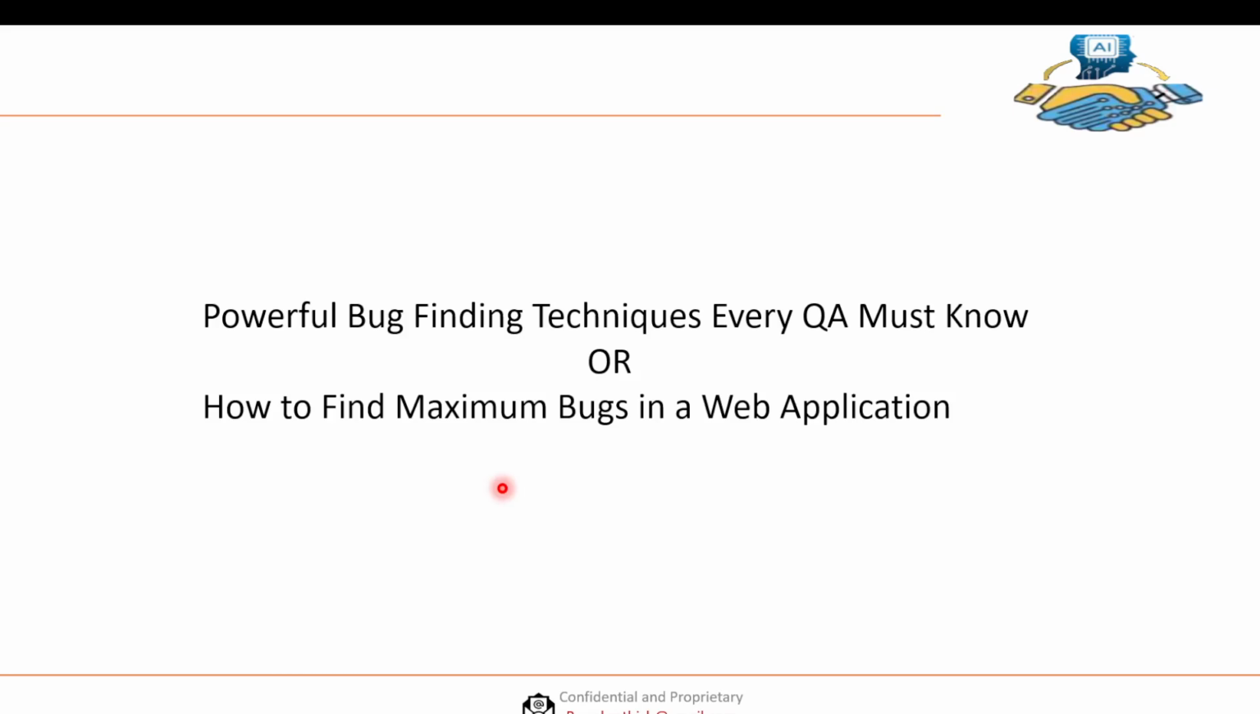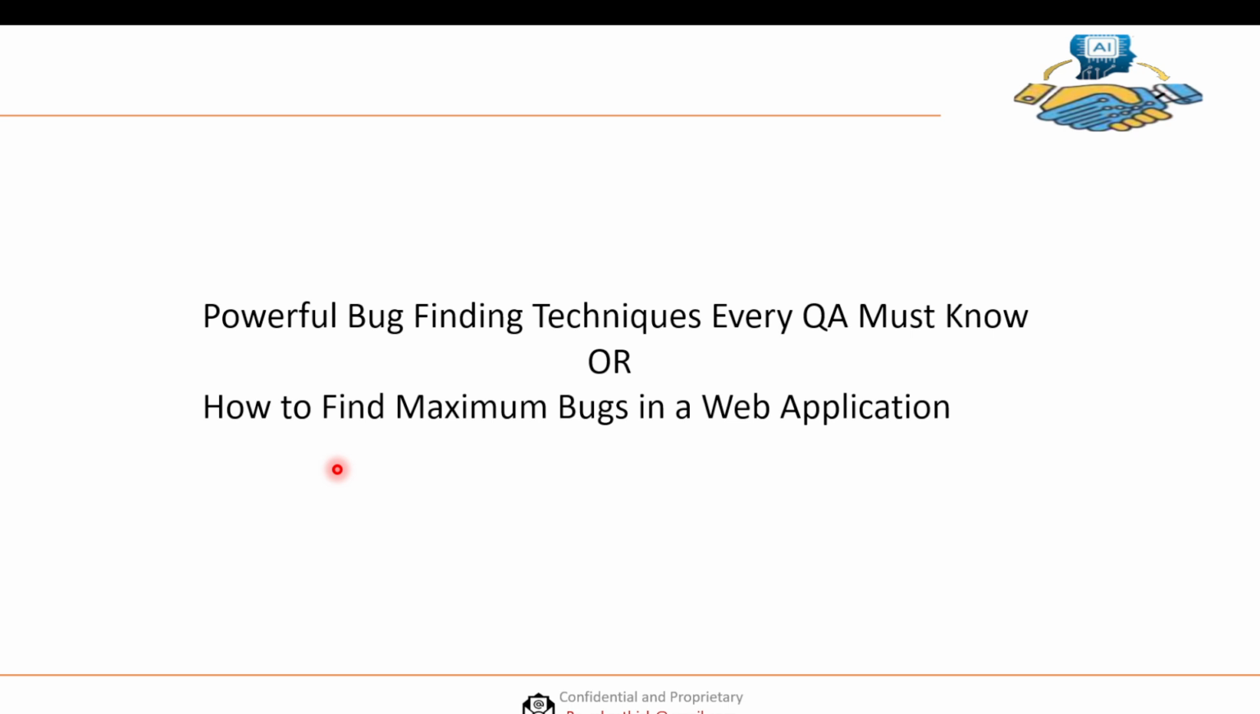In today's session, we'll see how to find maximum bugs in a web application. As a QA, it's our first responsibility to find the bugs and give a quality product. There should not be any bugs. Today we'll see the different techniques we can use to find bugs before the client reports them.